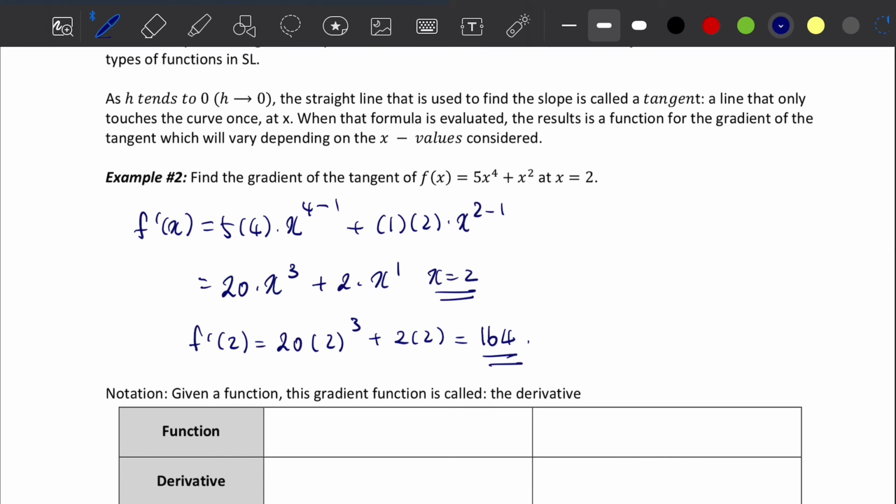So now let's talk about the notation. When we have a function, the gradient function is called the derivative, right? The gradient of the tangent is actually a derivative, right? So if we have a function f of x, then the derivative format is f prime of x. If we have a function y, then the derivative format of the function y is dy over dx.